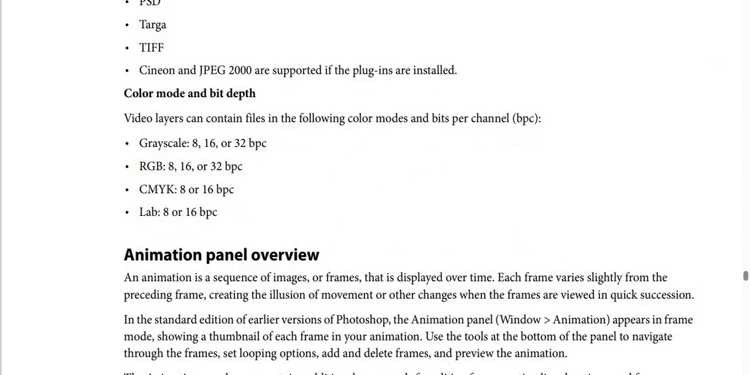And color mode and bit depth. Video layers can contain files in the following color modes and bits per channel: grayscale 8, 16, or 32; RGB 8, 16, or 32; CMYK 8 or 16; and Lab 8 or 16 also.